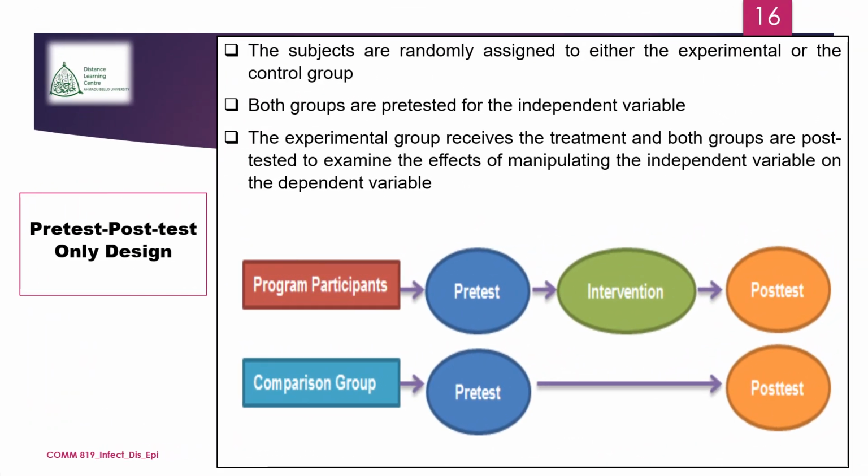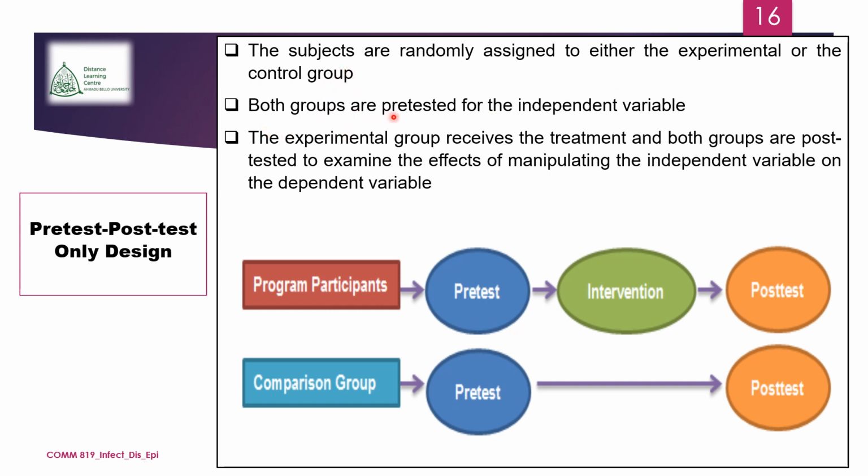The second type of the experimental analytic research is the pre-test, post-test only design. Pre-test, that is before intervention, you took baseline data, then post-test, after intervention, collect data. Here the subjects are randomly assigned to either the experimental or the control group.